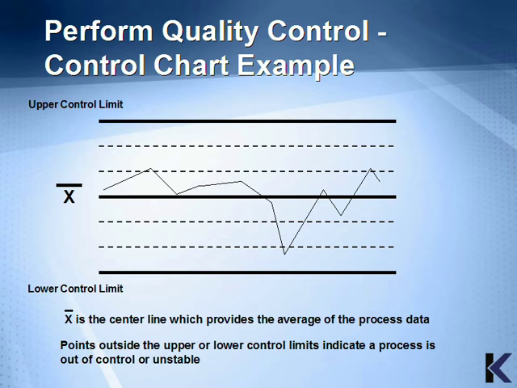This is an example of a quality control chart. As you can see, there are 3 bars. The first one at the top represents the upper control limit. The one at the bottom represents the lower control limit. And in the center is the X with the bar over it, meaning that it's the center line which provides the average of the process data. Points outside the upper or lower control limits indicate that a process is out of control or unstable.